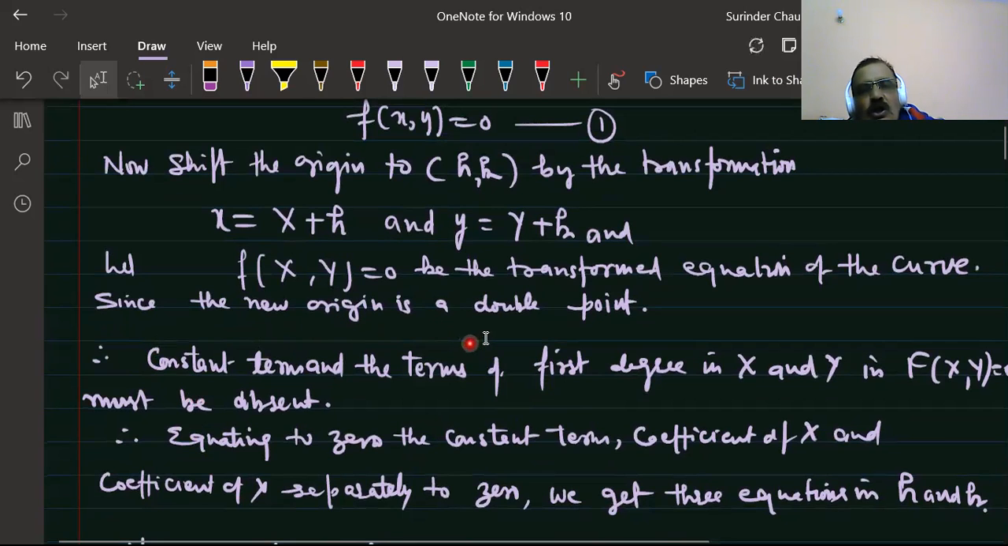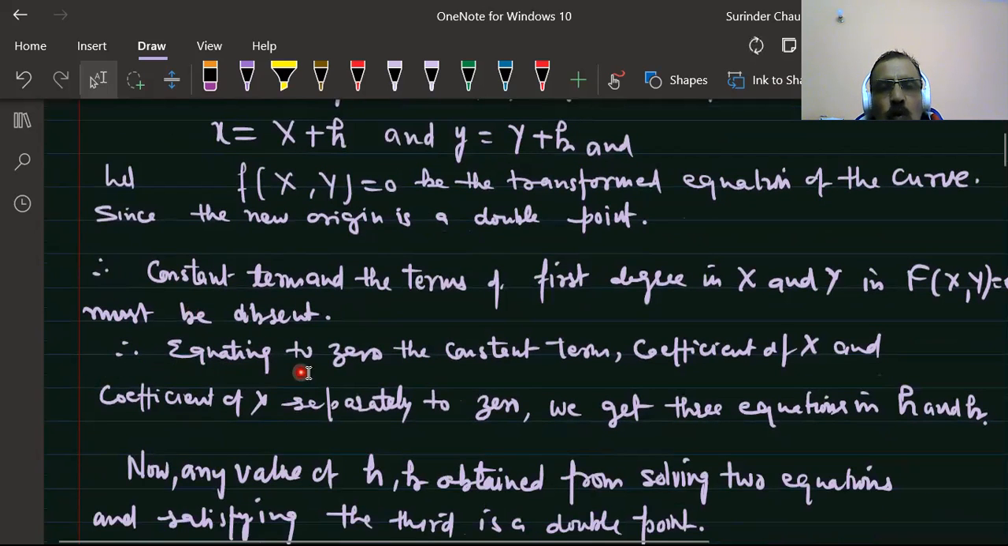Since the new origin is a double point, therefore in this transformed equation, the constant term and the terms of first degree in X and Y must be absent. Therefore, equating to 0 the constant term, the coefficient of X, and the coefficient of Y separately, we get three equations in h and k.